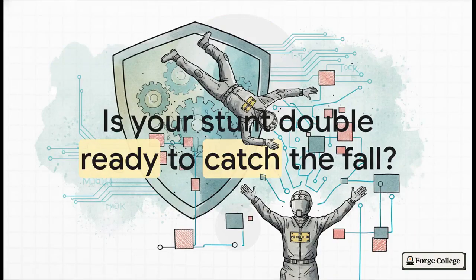So I'm going to leave you with a bit of a provocative question to chew on. If your external partner contract completely fails tomorrow on mainnet, is your stunt double ready to prove that you can catch the fall today? Because if you haven't mocked it, you don't really know for sure.